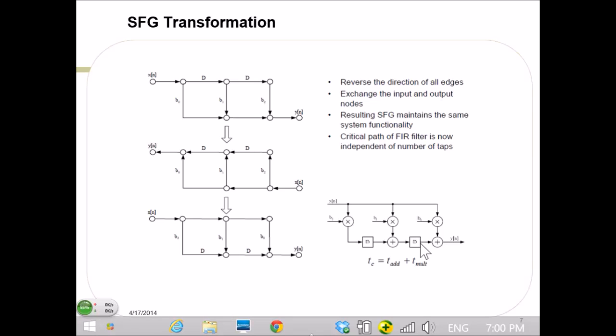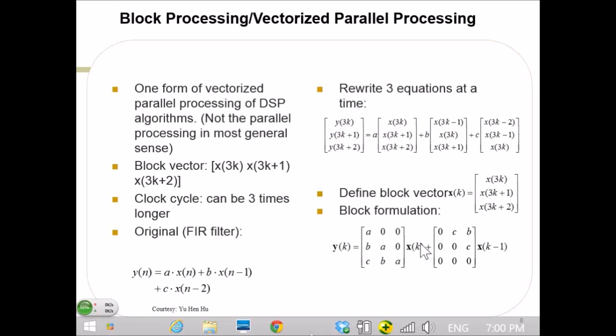Okay, we can address it offline. There are many ways to implement the filter. There is a direct form 1, direct form 2. There are different forms. Basically, I showed one realization in which the critical path is independent of the filter order.